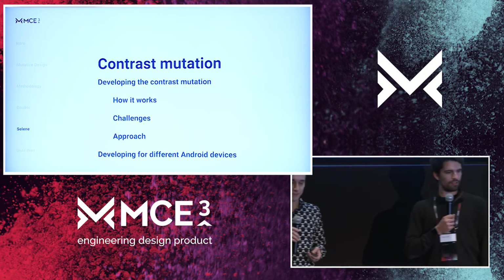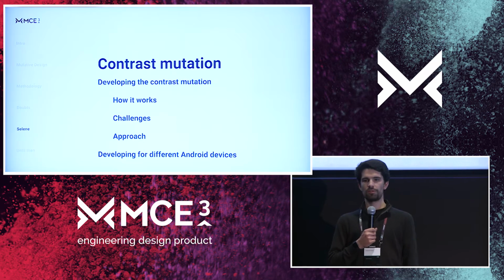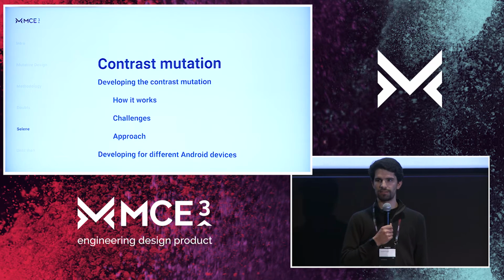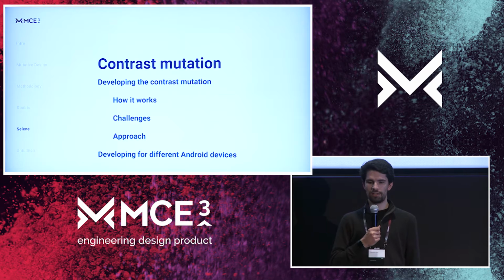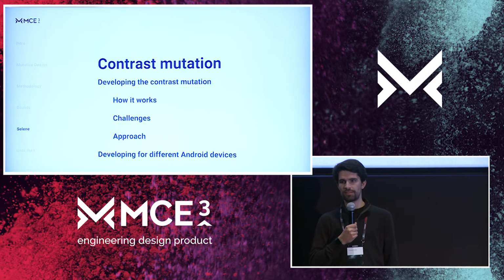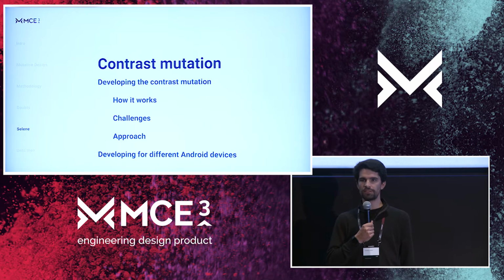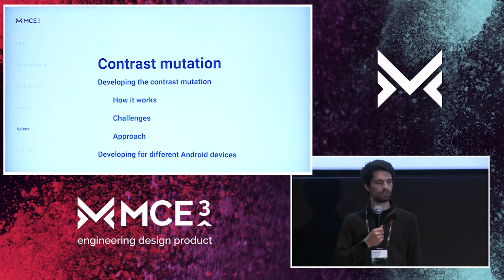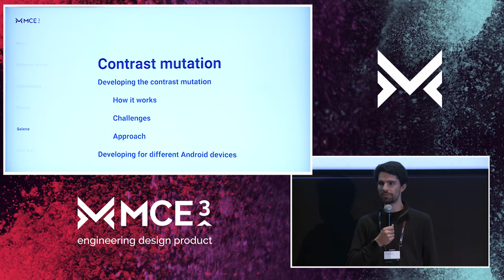Okay, so developing the contrast mutation, how it works. Every Android device has a light sensor at the front, I hope. And Android has a native API to get this value. I think it exists since API 1, so there's no excuse to not make use of it.